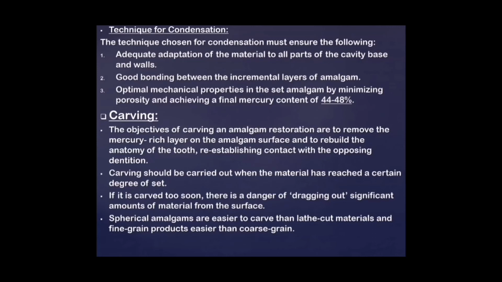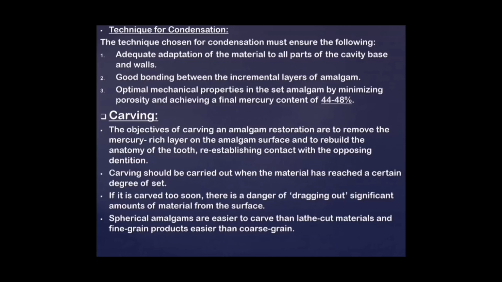Technique for condensation. The technique chosen for the condensation must ensure the following: adequate adaptation of the material to all parts of the cavity base and walls, good bonding between incremental layers of the amalgam, and optimum mechanical properties of the set amalgam by minimizing porosity and achieving a final mercury content of 44 to 48%.